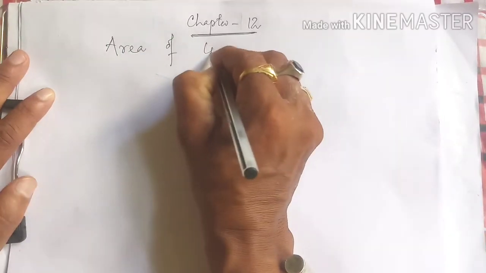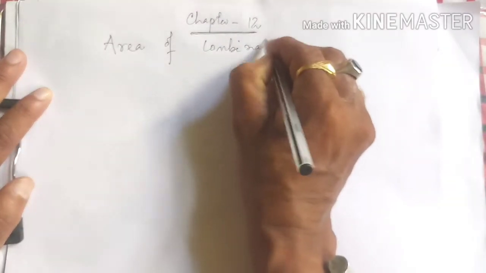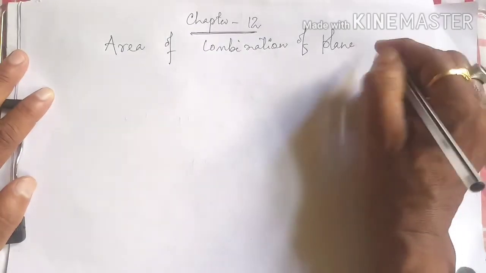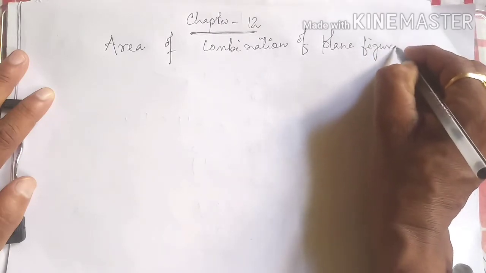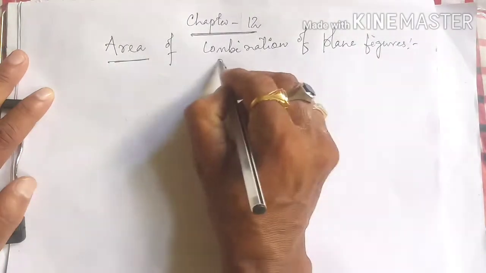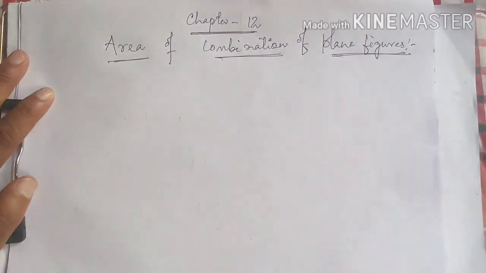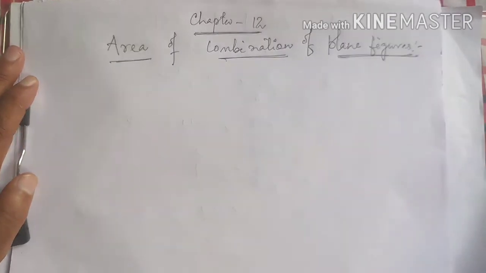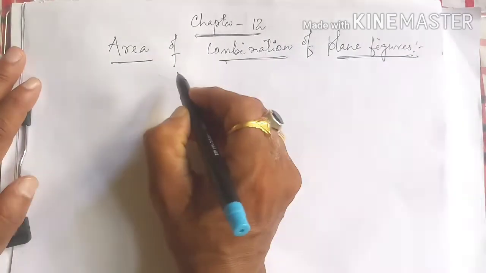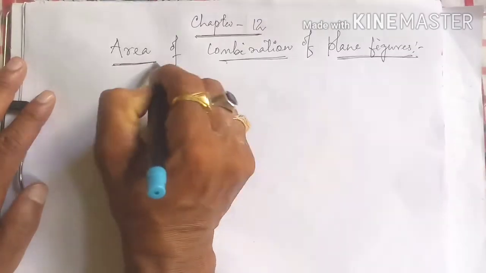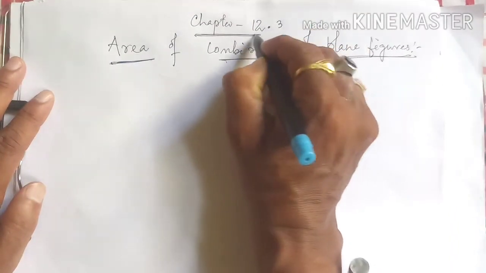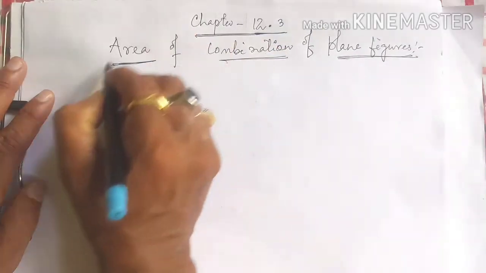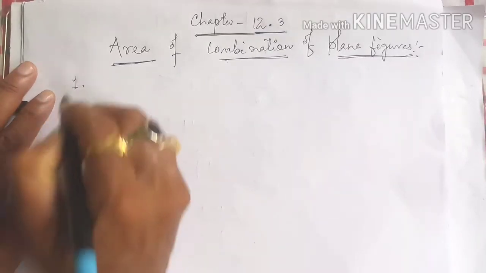Area of combination of plane figures. Okay students, here is a very interesting thing: from the diagram you will confirm how it is calculated, depending upon the previous formulas. So let us start exercise 12.3, question number 1.